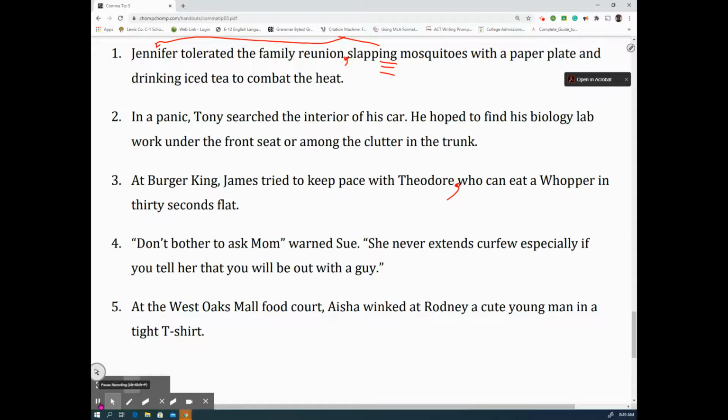Okay. So what? A comma after Mom before the quote mark. Right, comma after Mom before the quote mark. And then the second one, I think, is she never extends curfew. Okay, she never extends curfew, and then you want to do that, especially if you tell her that you will be out with a guy. Yeah. Okay, I like both of these.